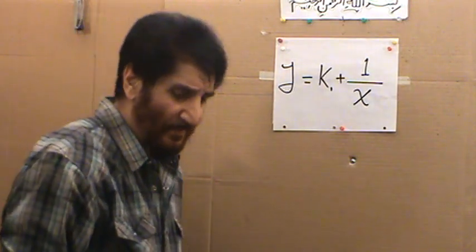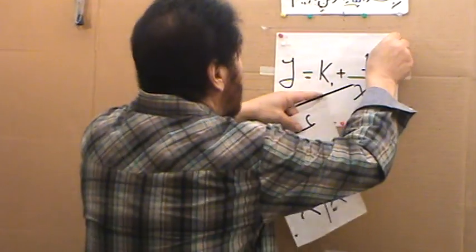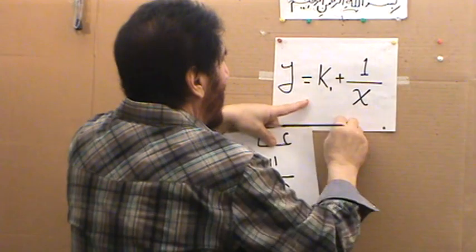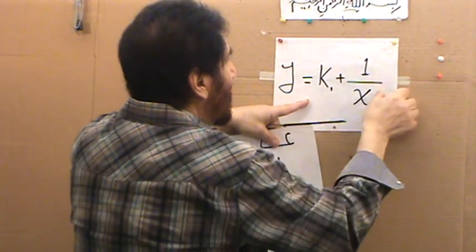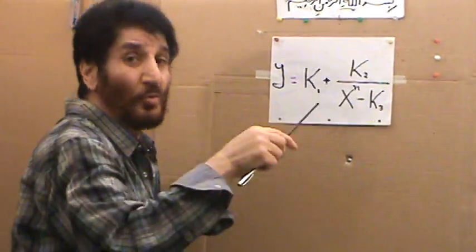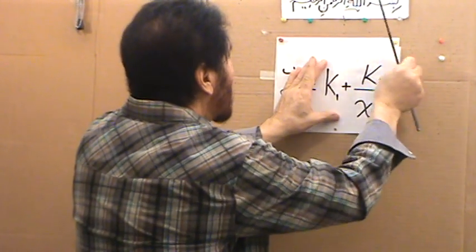I'm repeating myself. Now let's see the effect of k1 and k2 combined together. We are looking at the scenario of investigating the effect of k1 and k2 together on the graph of our function. Let's see what happens.